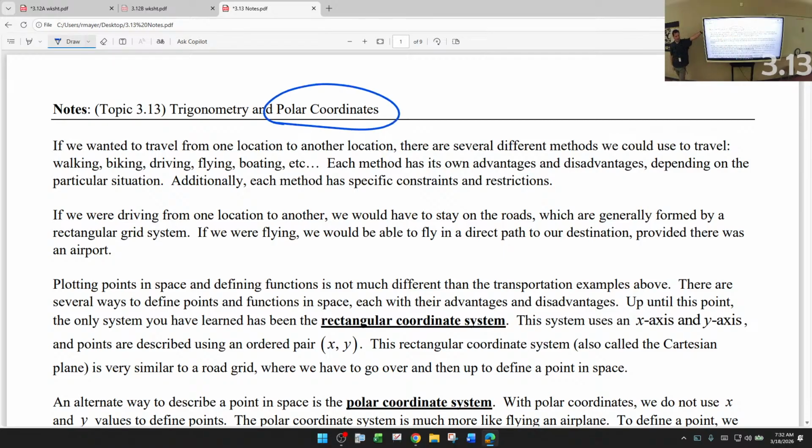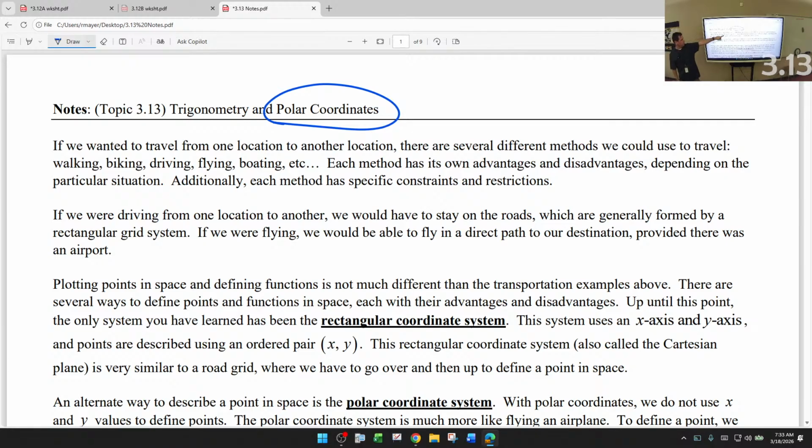Polar coordinates. Your whole mathematical career, guys, y'all about done, has been rectangular coordinates. You got an X, you got a Y, you got a point. Sometimes you got a negative X, sometimes you got a negative Y. You did rectangular points. Now we're going to do polar points, okay?